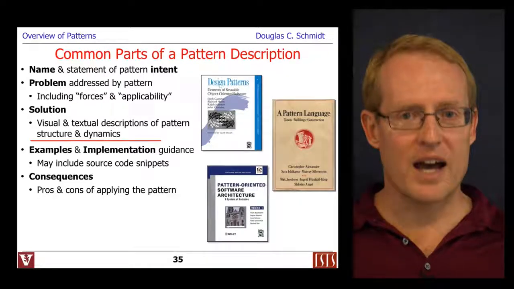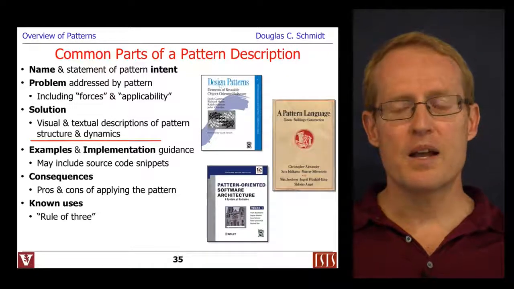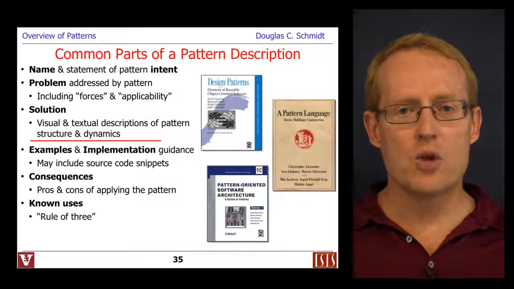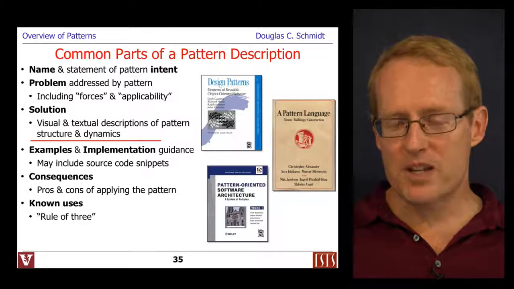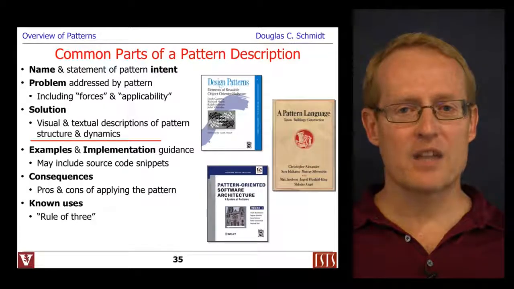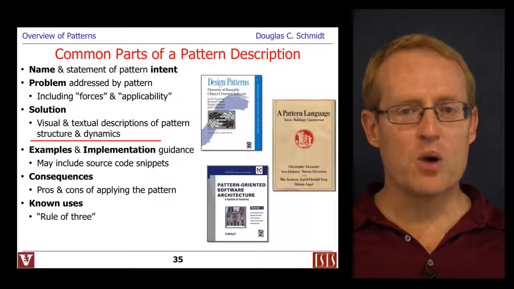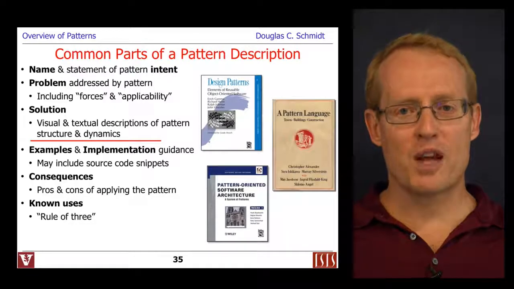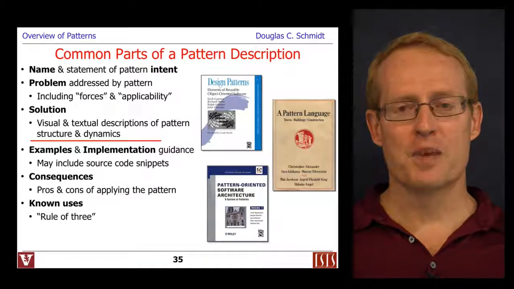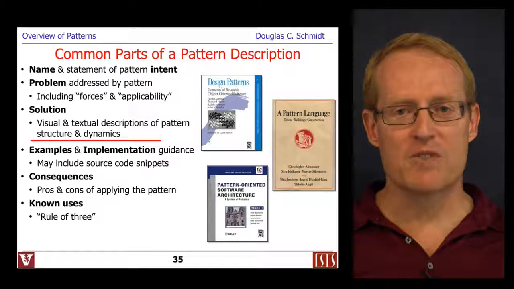And we'll talk a lot about that as we go through the course as well. It's also very important to be able to demonstrate multiple known uses. In fact, a design is really not considered a pattern unless you can identify at least 3 different known uses from authors other than the people who are describing the pattern in a literary form. So the concept of the rule of 3 is very important.